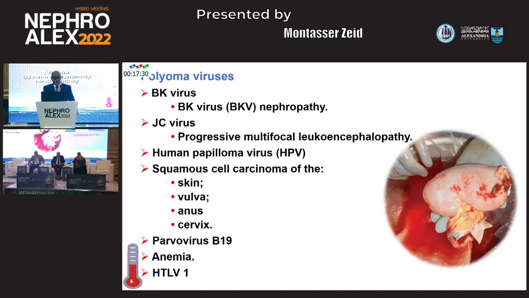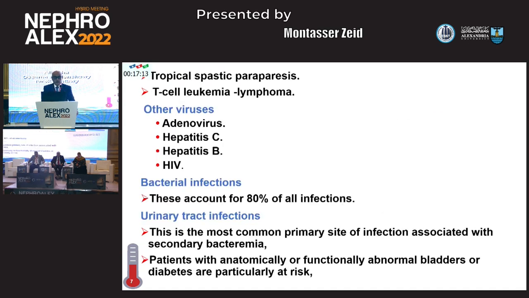Polyoma virus: BK virus nephropathy, JC virus resulting in progressive multifocal leukoencephalopathy, human papilloma virus, squamous cell carcinoma of the skin, vulva, anus, and cervix, parvovirus B19 resulting in anemia, HTLV causing tropical spastic paraplegia and T-cell leukemia lymphoma, and other viruses such as adenovirus, hepatitis C, B, and HIV.